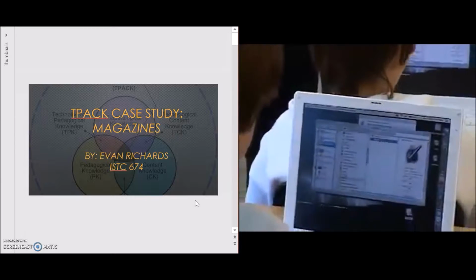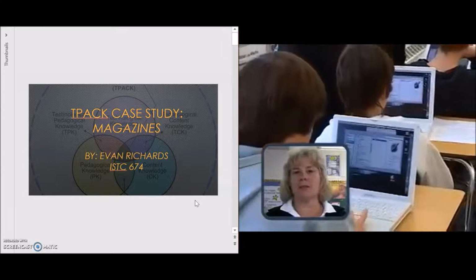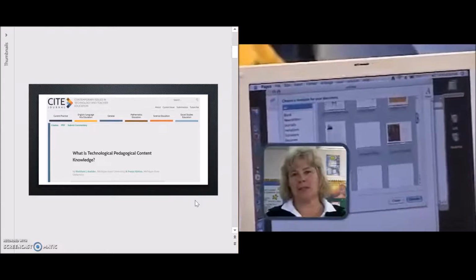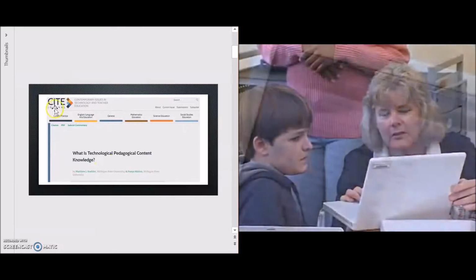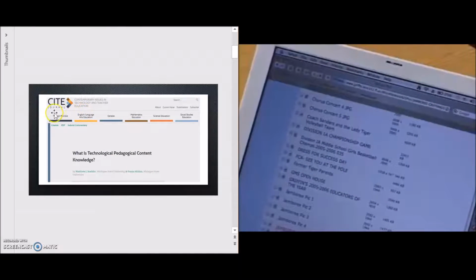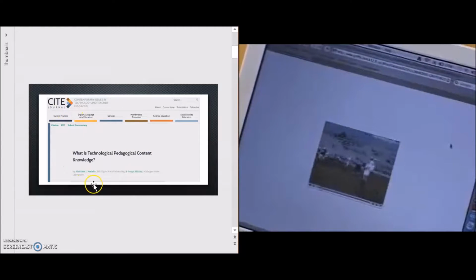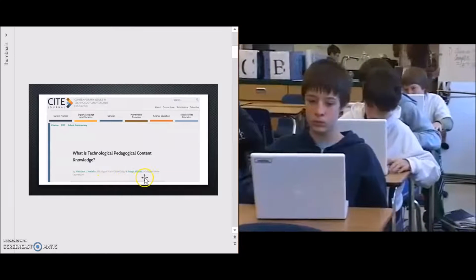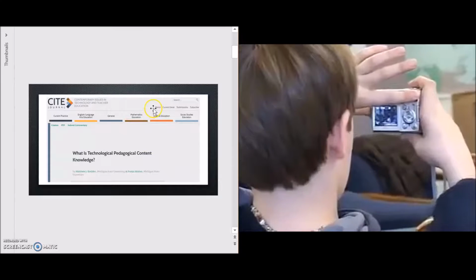Hello, everyone. This is my TPACK case study on magazine publishing, one of the lessons that I found through the resources online. For a lot of this analysis, I'm going to be using this article that I found really good. It was from the Site Journal. It was one of the articles provided for class, and it is called "What is Technological Pedagogical Content Knowledge" by Koehler and Mishra. They break it down into all 6 elements with really good descriptions.